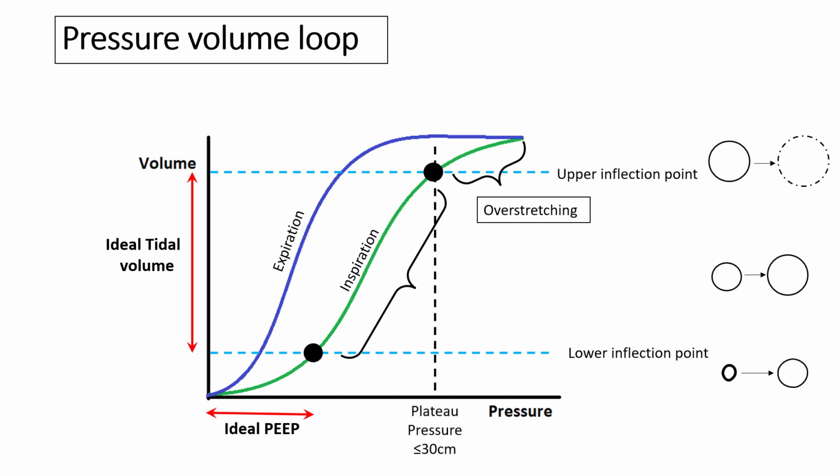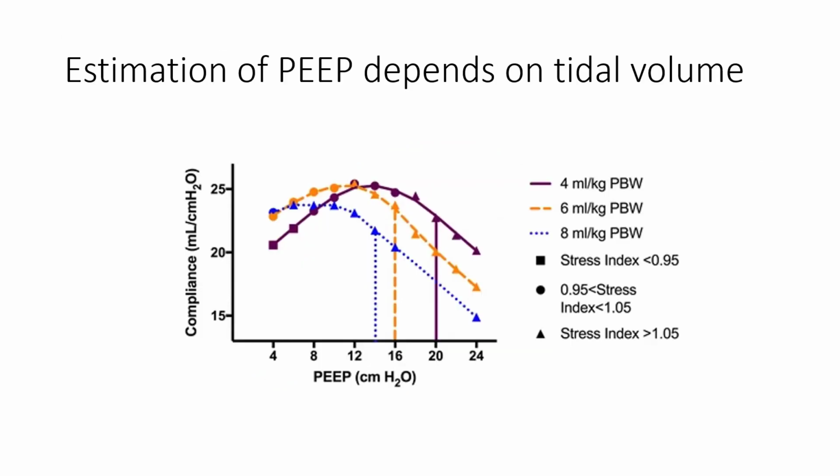This point typically is the point of plateau pressures and has been shown to be around 30 centimeters. So you want to target your tidal volumes for a plateau pressure of less than 30. PEEP also depends upon the tidal volume, and as you change the tidal volume, your PEEP requirements or PEEP estimation changes. So always change your tidal volume before you fix the PEEP.